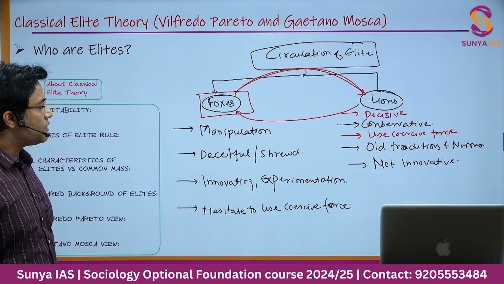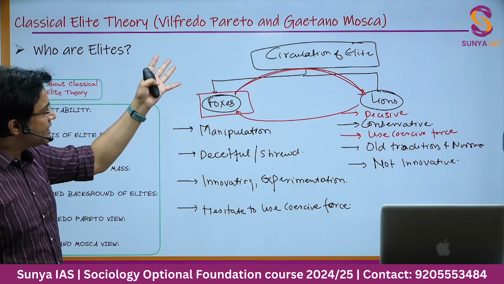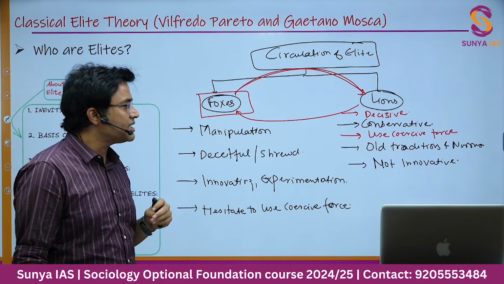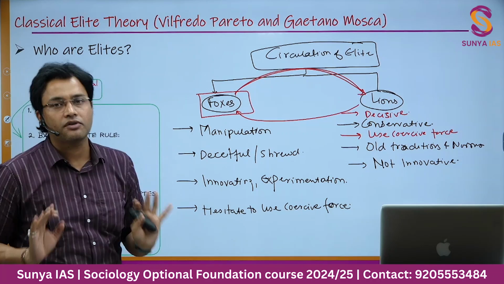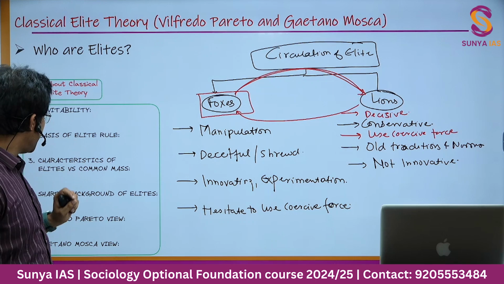So this is how we can talk about it. Every time the foxes and lions replace each other, a new social political order comes into existence, leading to a kind of social equilibrium. Again, at least social equilibrium will be established for a certain period of time. Okay, so this is overall about Vilfredo Pareto.